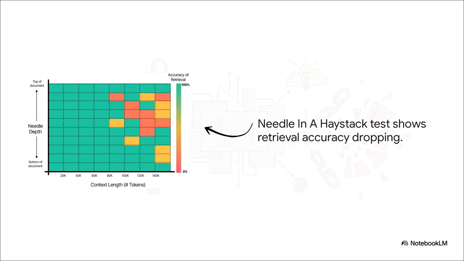Look at this heat map. Even when modern AI models boast these massive million-token context windows, their accuracy degrades incredibly sharply when the haystack gets too large, especially if that specific fact is buried deep somewhere in the middle.